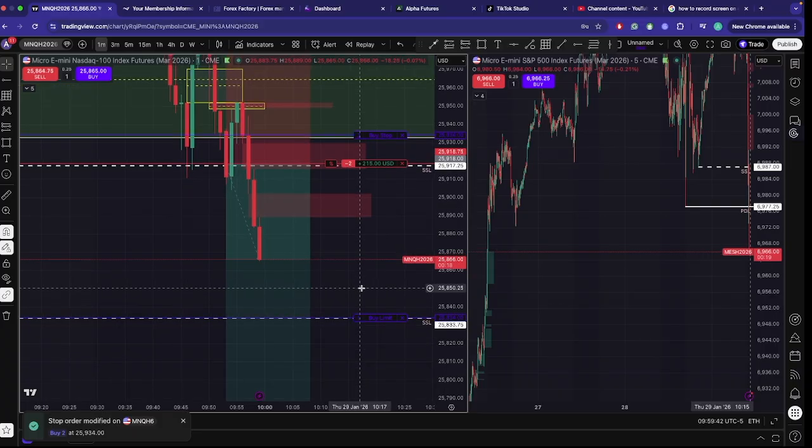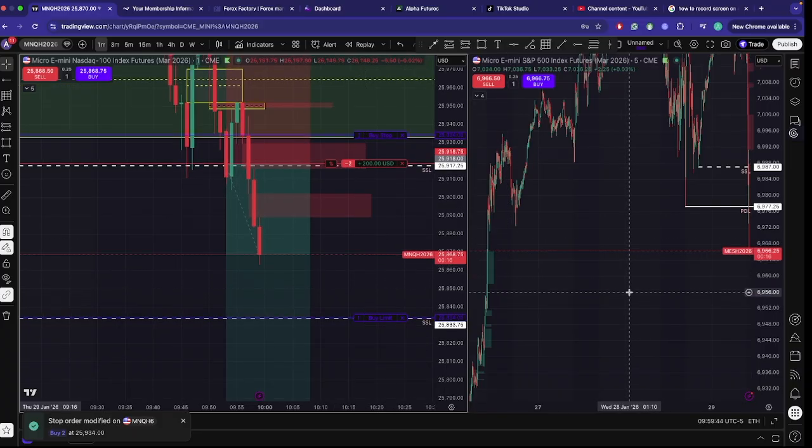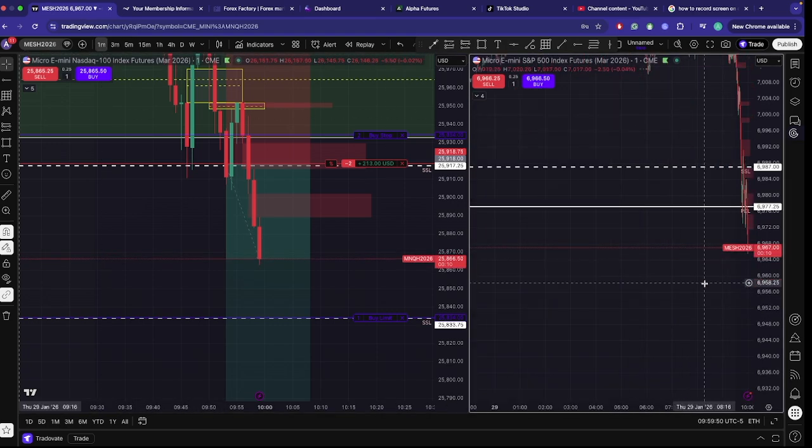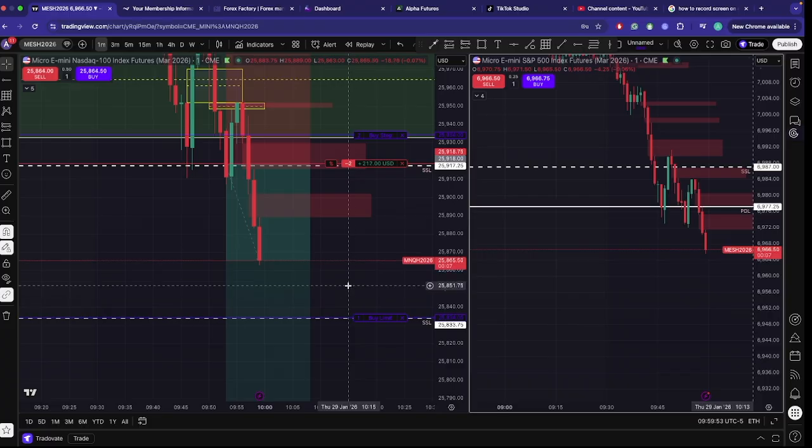That's me again aggressively trailing my stop loss. I don't want to see price go above that level. Getting a nice traction again. Sells add liquidity, doesn't look too far now.